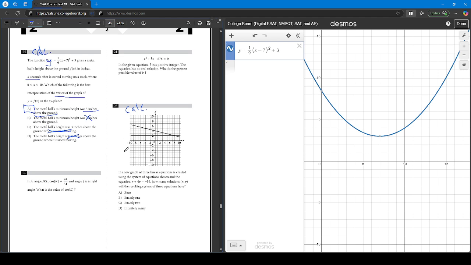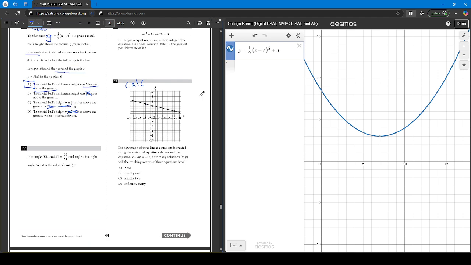And let's see, number 22 we can also look at on the calculator. If a new graph of 3 linear equations is created using the system of equations shown, and the equation x plus 4y equals negative 16, how many solutions will the resulting system of equations have?